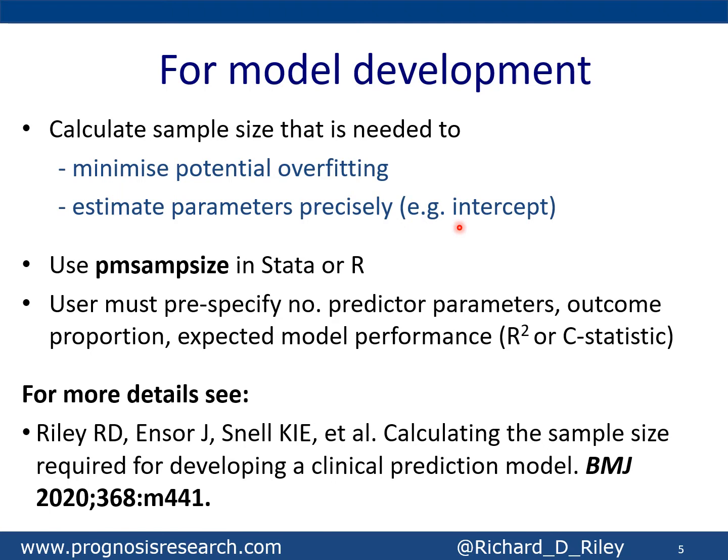So, for example, at a basic level, we want the model intercept, or the average risk in the population, to be precisely estimated. Check out our pmsampsize module in Stata and R, which is just one line of code which allows you to enter the number of predictor parameters you're considering putting in your model, the outcome proportion in the population of interest, and a conservative estimate for the overall model performance. And it will give you the sample size. And check out our paper on this for the mathematical details.